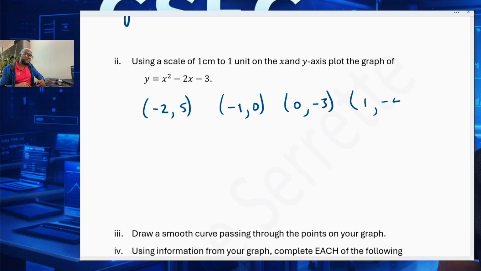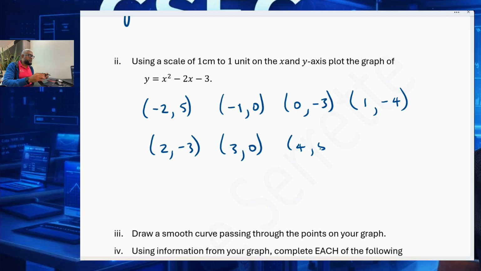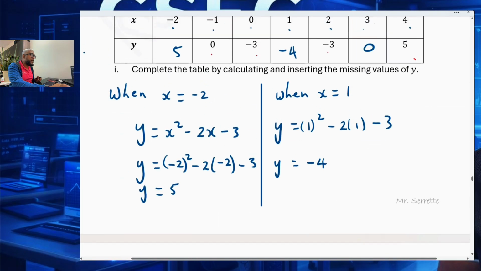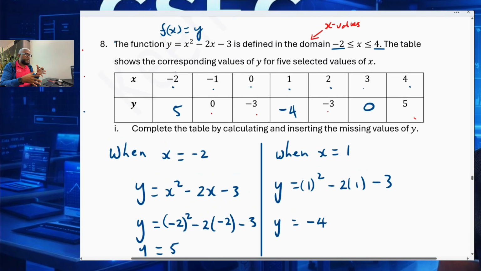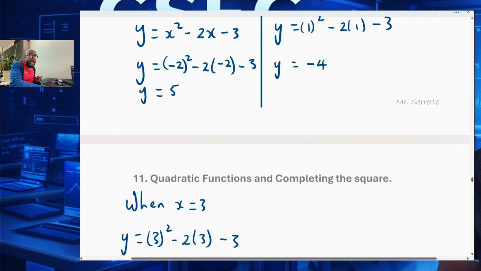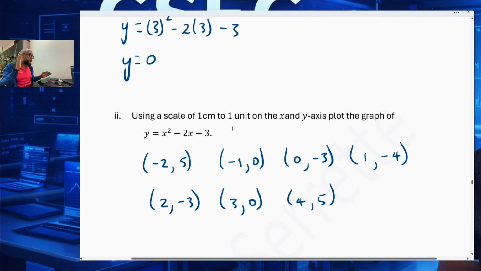-4, -2, -3, 0, 3, 0, and 4, 5, right? So where did I get these coordinates from? I got these coordinates from the table that I was given above. So we have a quadratic function. We had our domain, which will be our x values. We found our corresponding y values. We established our coordinates at the bottom here, and we are going to plot our graph.